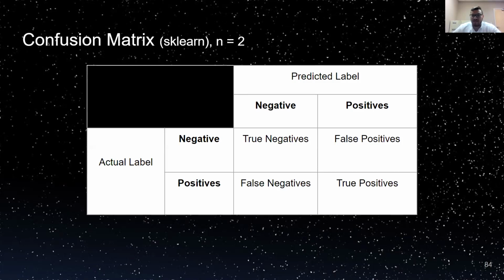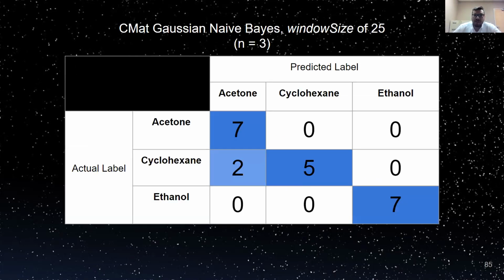So if it's predicted as a dog and is a dog, then that's a true positive. And if it's predicted as a dog, but it's a cat, that could be a false positive or a false negative, depending on your classification and how you look at it. This right here specifically is a confusion matrix for our Gaussian naive Bayes with a window size of 3. So our n number of classes is 3 here.